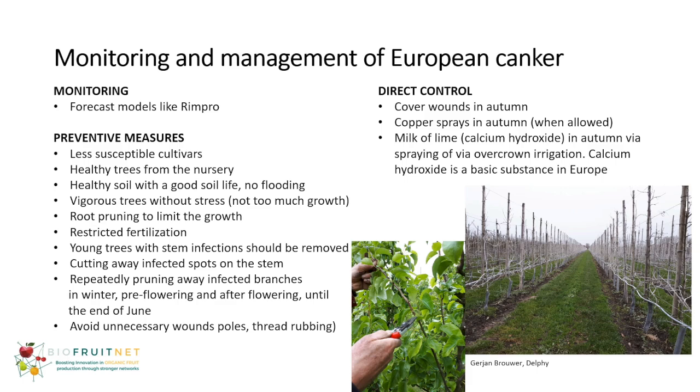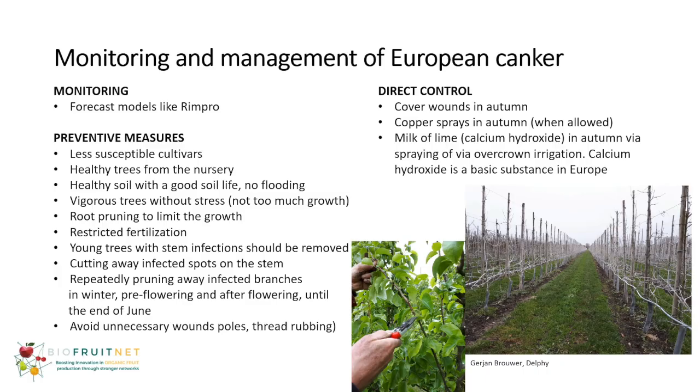The young trees with stem infections should be removed. They cannot get healthy anymore. Cut away the infected spots on the stem, and repeated pruning is important to take away the infected branches in winter, pre-flowering and after flowering until the end of June. Avoid unnecessary wounds, which are caused through poles or thread rubbing. Infections can occur.